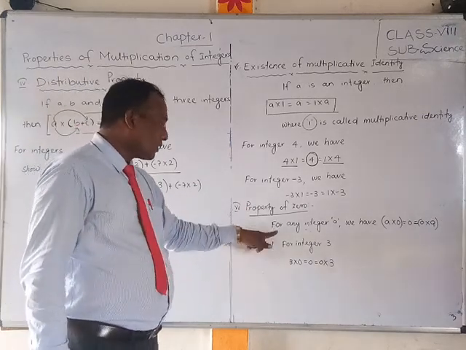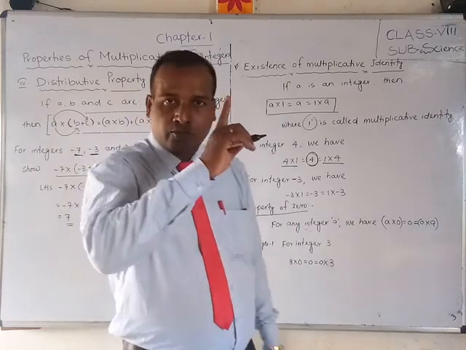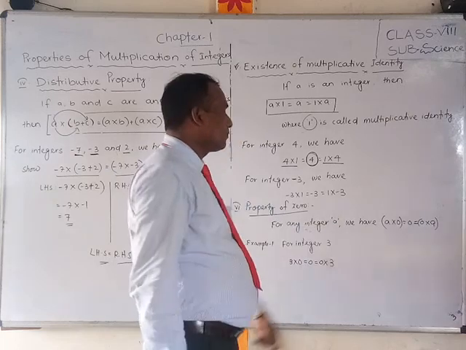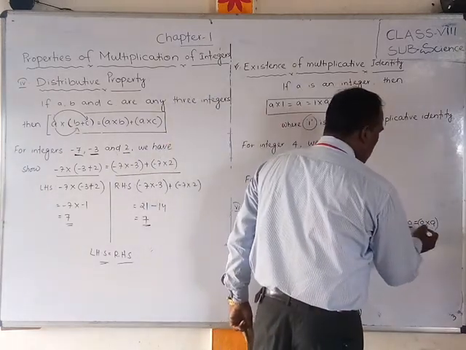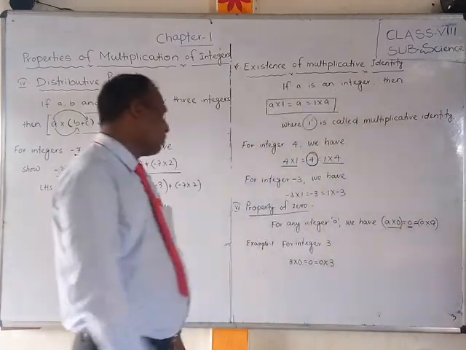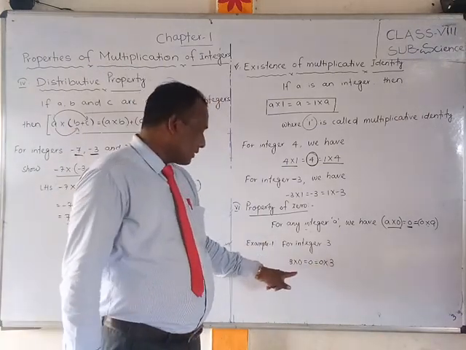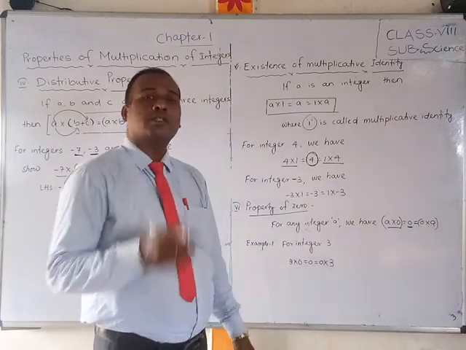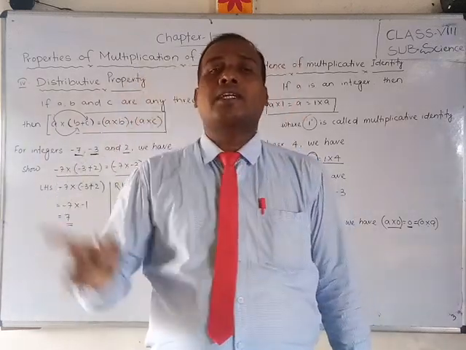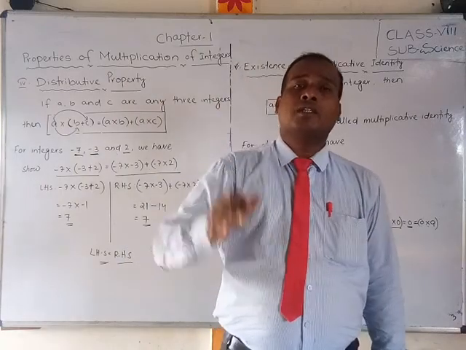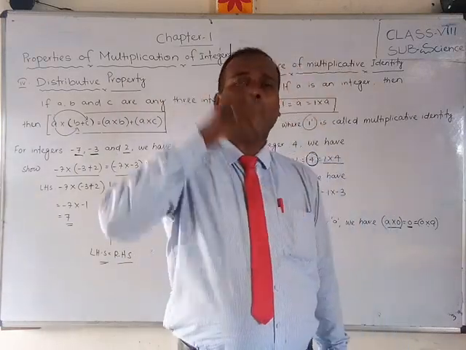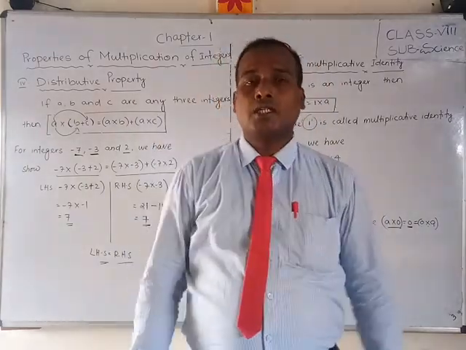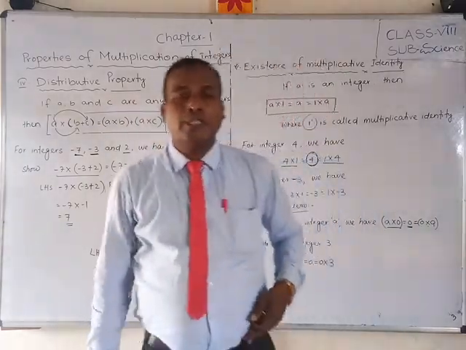Next we will discuss the property of 0. Friends, you know that we have already studied the 0 property, so once again I will remind you. For any integer a, we have a into 0 is equal to 0 and 0 into a is also 0. For integer 3, 3 into 0 is equal to 0 is equal to 0 into 3. So any integer multiplied by 0 gives the answer 0. Any number, any rational number, any whole number, any natural number, any integer, when multiplied by 0, the result is always 0. That is the rule of 0 in multiplication.